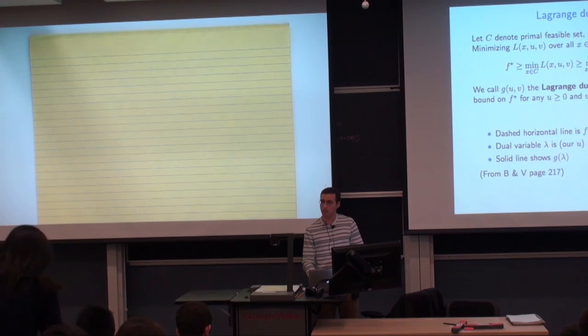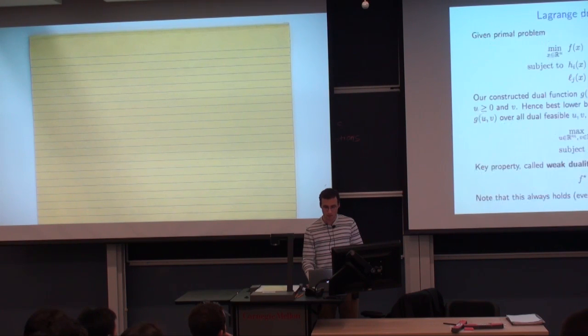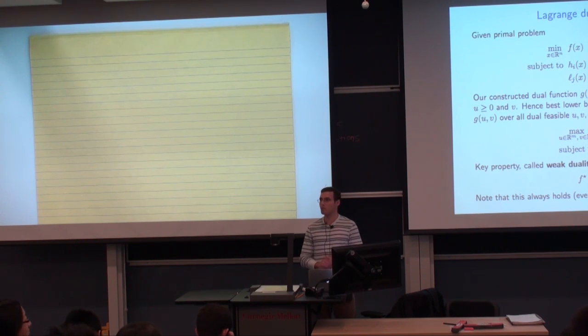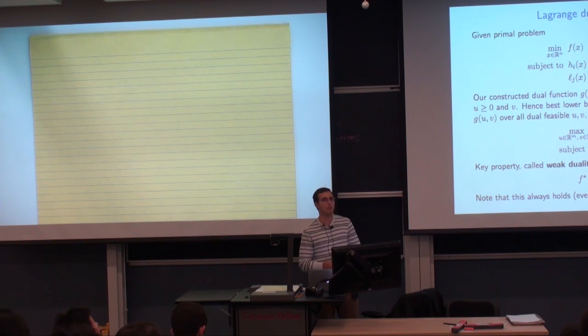So for any u and v such that u is nonnegative in each coordinate, we know that this function provides us with a lower bound on the primal optimal value f star, right? Just from this argument right here. And to get the best lower bound possible, we maximize this lower bound over all possible u and v, for which u is nonnegative in each coordinate. Okay, so that was maybe a minute-long construction of the dual problem that we learned last time. So a very quick summary of the dual problem.